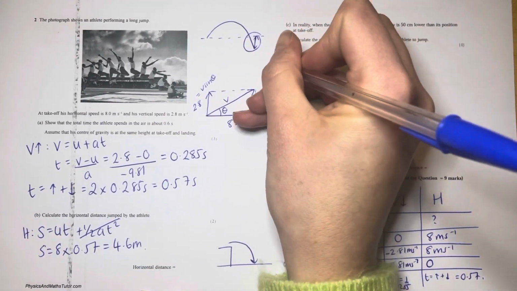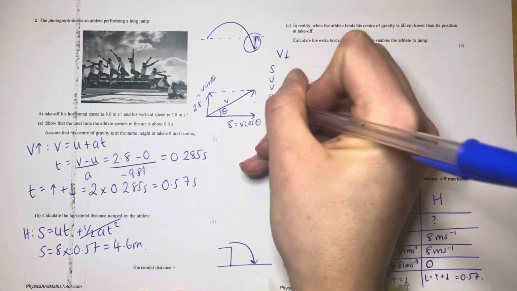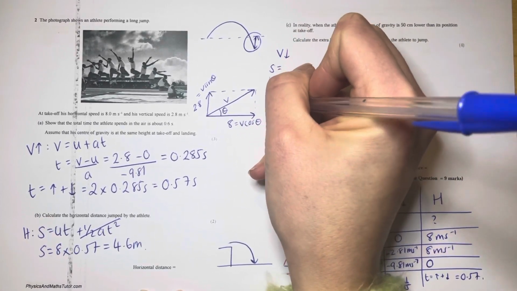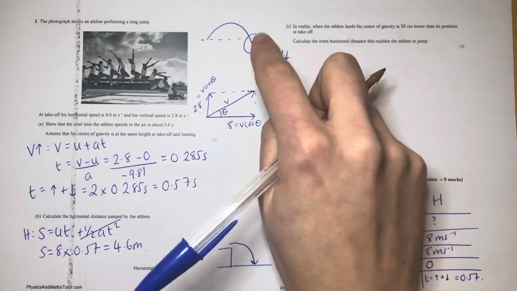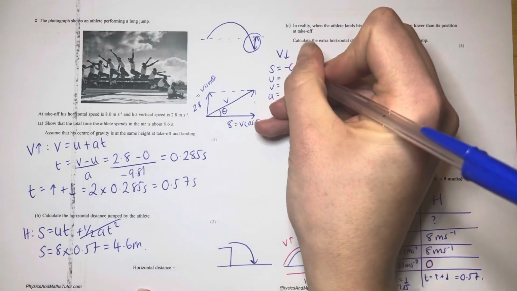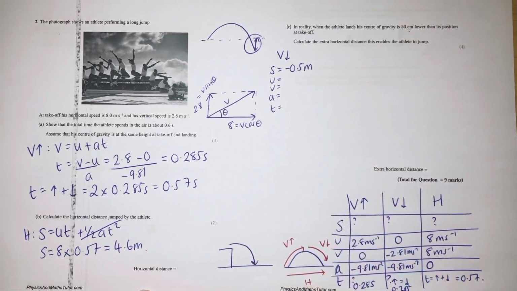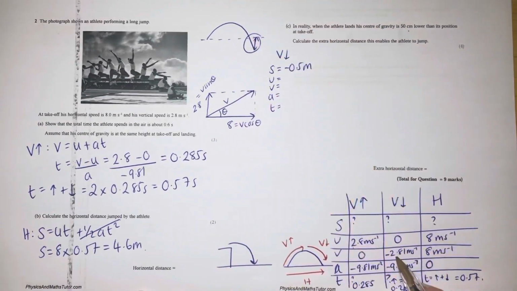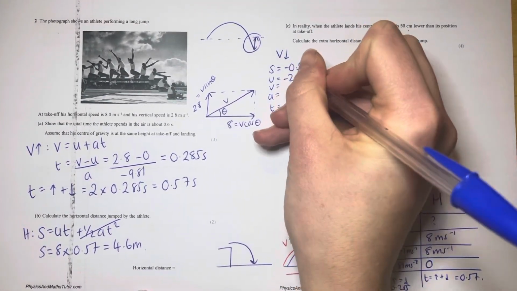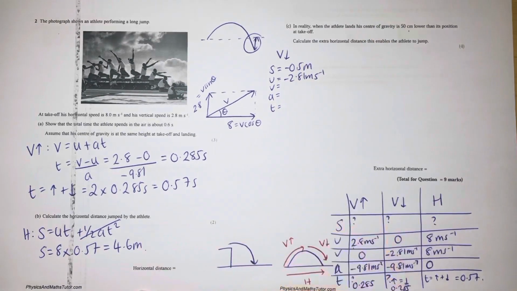So I've got a vertically down suvat for this section here. And then the horizontal suvat for this section here will be pretty much the same as this, but the time's going to be different. So vertically down, during this little section here, I know that he travels 0.5 meters. I've written minus because he's going downwards. And I know that at the start of this journey here, he's traveling at minus 2.81 meters per second, because that's what I worked out before.